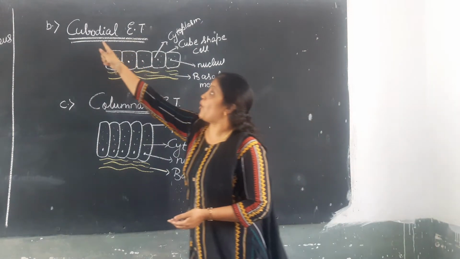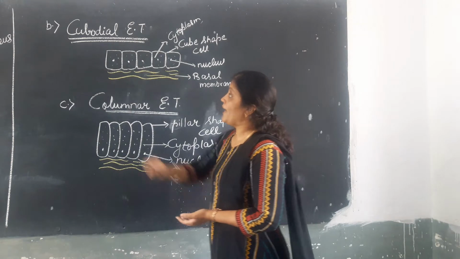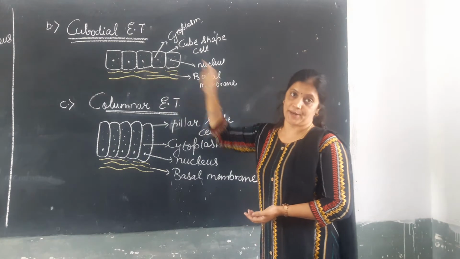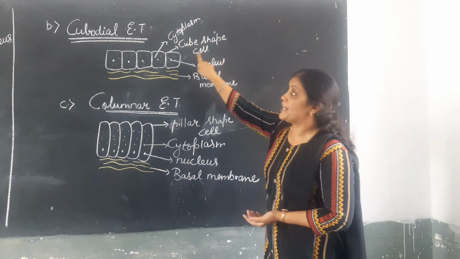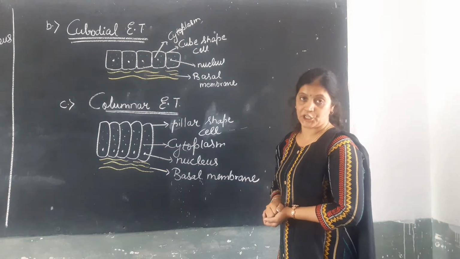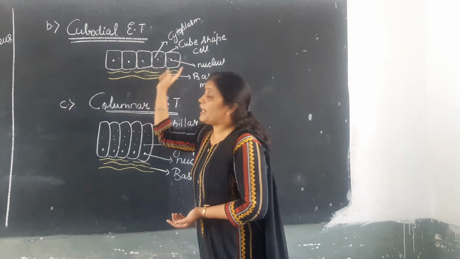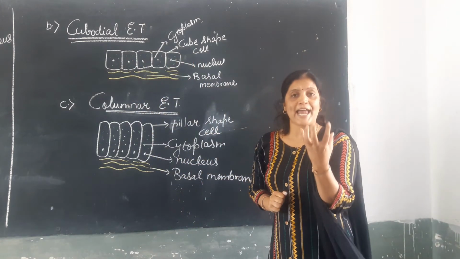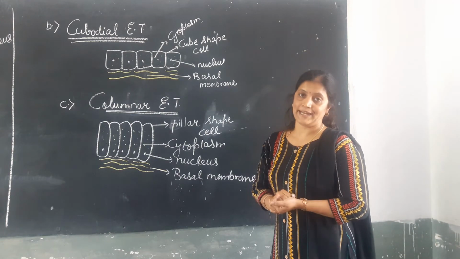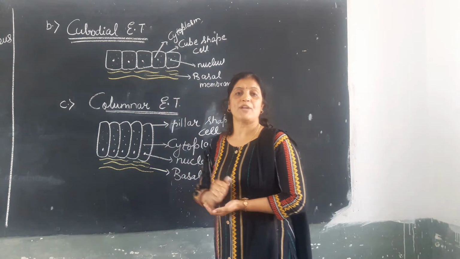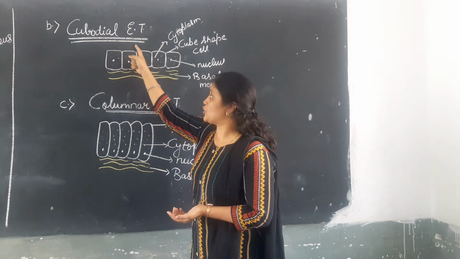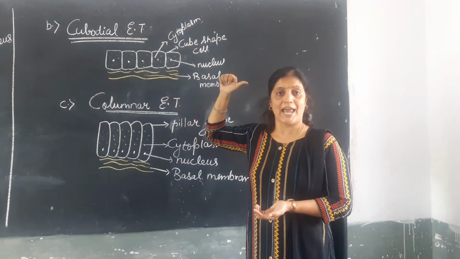Now, next is cuboidal epithelial tissue. Why is its name cuboidal? The reason is that the cells are cube in shape. Due to the cube-shaped cells, this type of epithelial tissue is known as cuboidal epithelial tissue. Cuboidal epithelial tissue is present where glands are generally present, like the salivary gland, pancreatic gland and sweat gland. So its major function is absorption and secretion. So this is all about the cuboidal epithelial tissue structure, function and location.